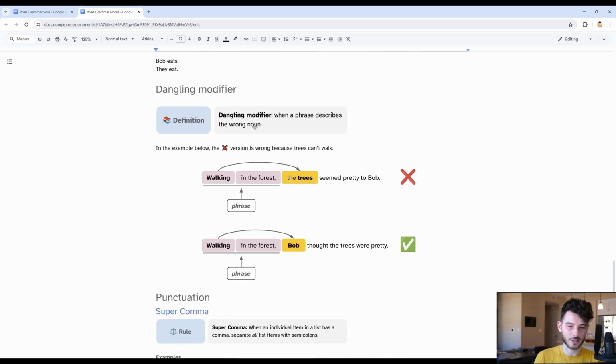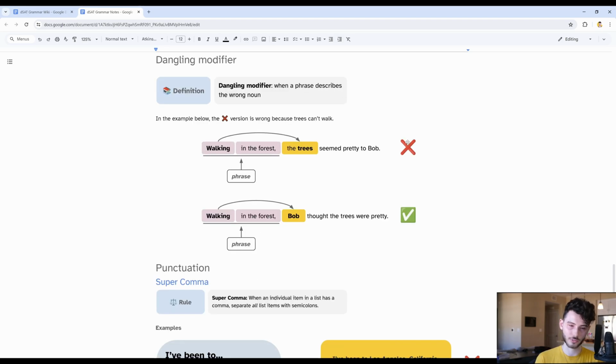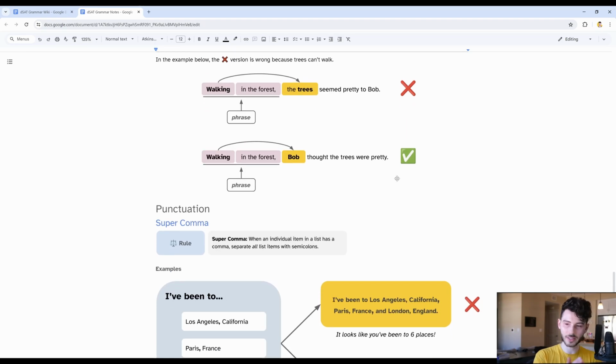Another phrase and noun issue that the DSAT tests pretty often is dangling modifier. It's actually very simple. If you have a phrase that's trying to describe a noun, it has to actually describe the closest noun. So the X version is wrong. Walking in the forest, the trees seemed pretty to Bob. Or even just walking in the forest, the trees seemed pretty, period. Those are both wrong because you have this ing word, walking. It has to describe a noun that is walking. So it can't be trees because trees are not walking. The way you fix this is just by moving the noun that we're talking about as close to the phrase as possible. Walking in the forest, Bob thought the trees were pretty.